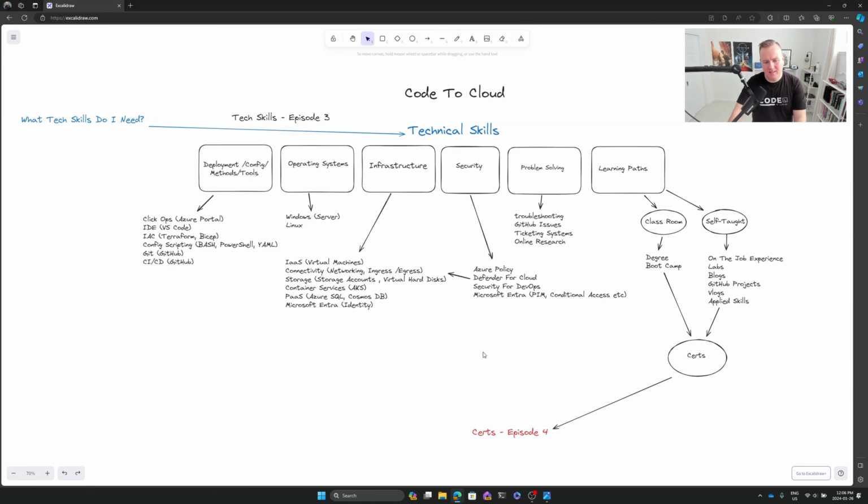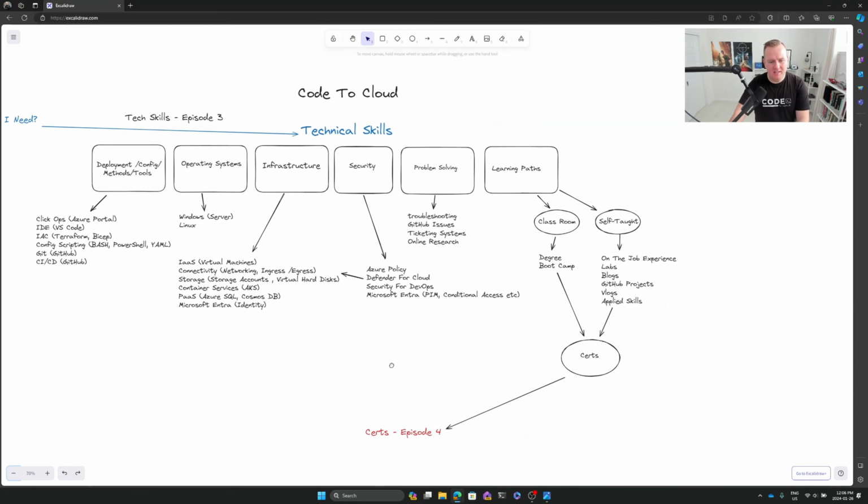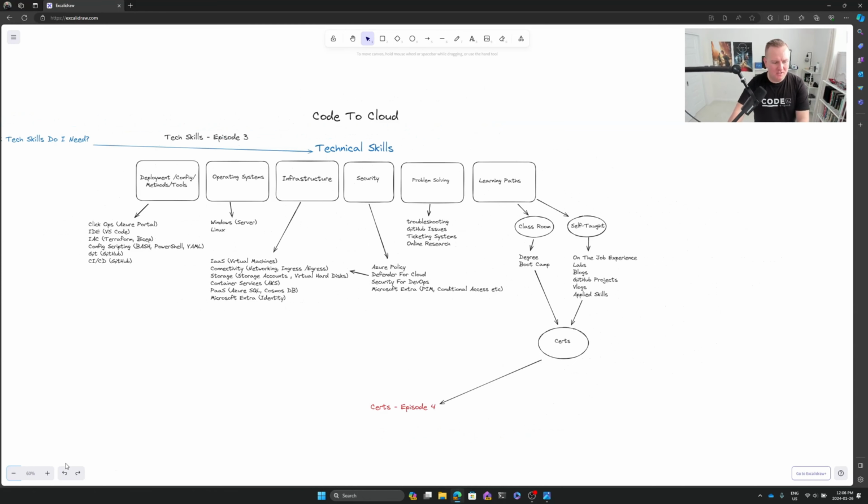So then we got the next one, security. Let me just zoom in a little bit.